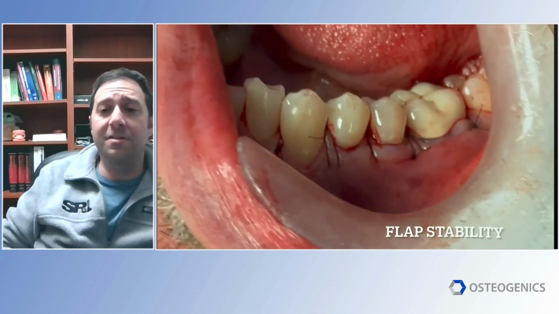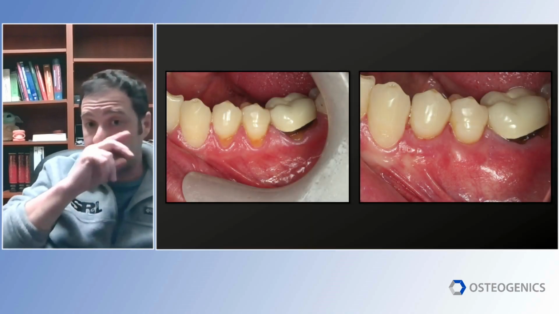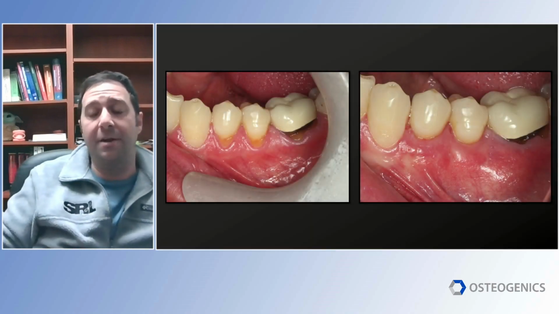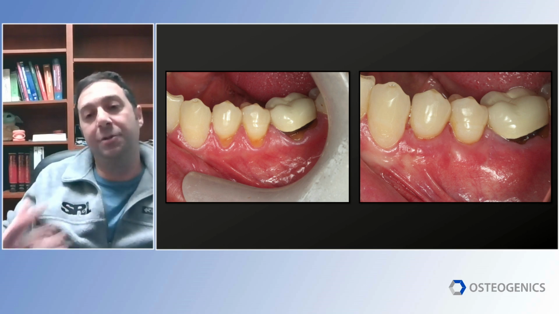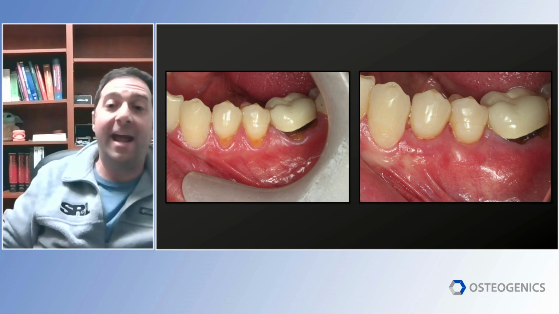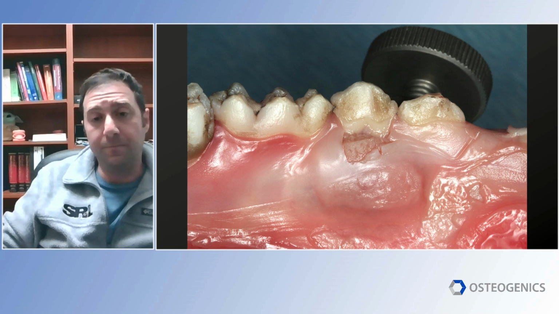And here's everything sutured, nice coronal advancement. And here's what it looks like in about 4 weeks. So again, increase in tissue thickness, good root coverage. Patient was very happy because of minimal swelling and minimal discomfort afterwards.